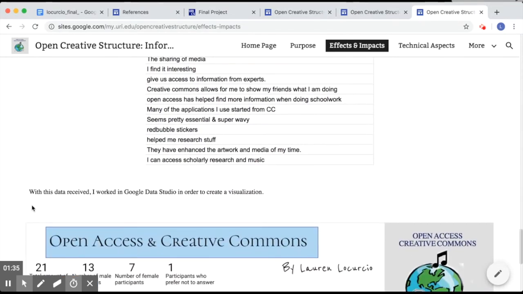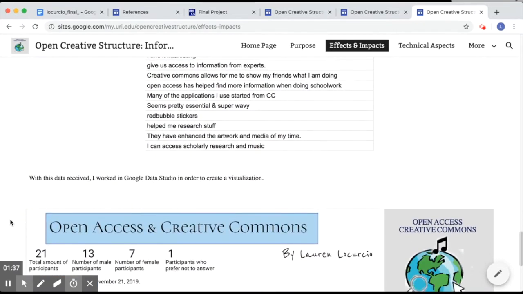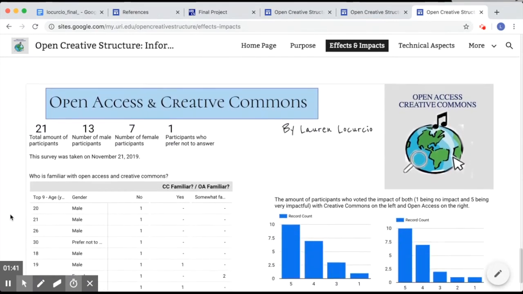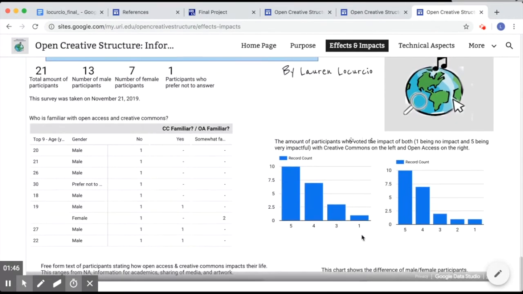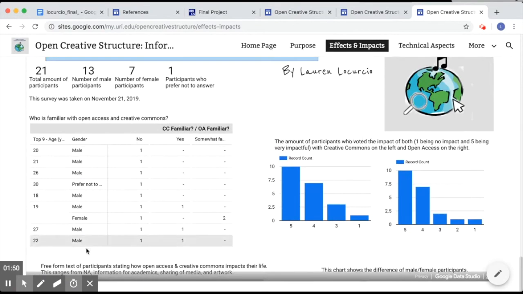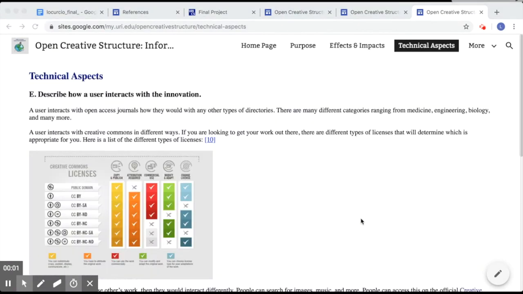With this data I received, I worked in Google Data Studio in order to create a visualization. This is my visualization consisting of pie charts, bar graphs, and scorecards. A user interacts with open access the same way they would with any type of directories. There are many types of different categories such as medicine, engineering, biology, and many more.